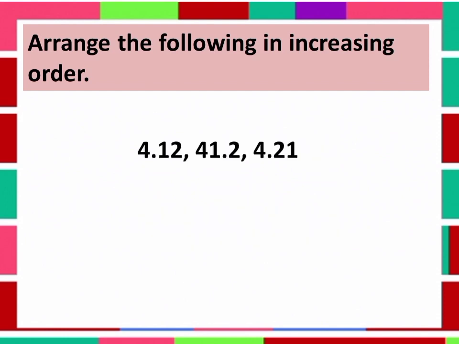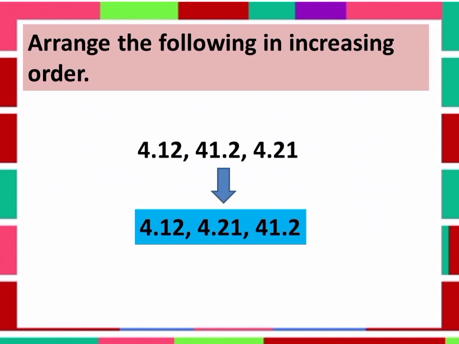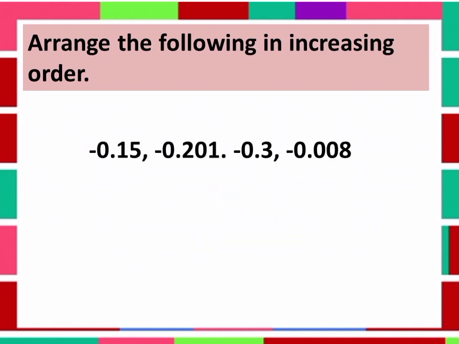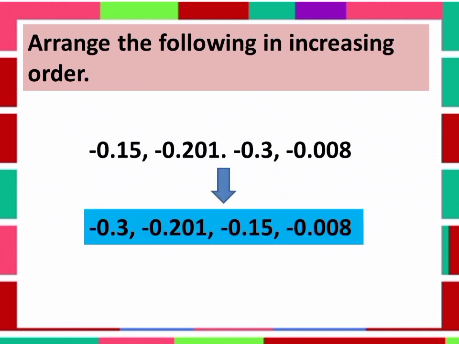Next, 4.12 and 41.2 and 4.21. So, again, the answer will be like this. It is arranged in increasing order ha. Pataas po to. So, next. Negative 0.15, negative 0.201, negative 0.3, negative 0.008. So, this will be the answer. So, again, para hindi mahirapan kung paano mag-arrange in increasing order, i-align nyo muna po siya. I-align nyo siya para mas makita nyo kung sino sa kanila yung mas mababa o mas mataas.